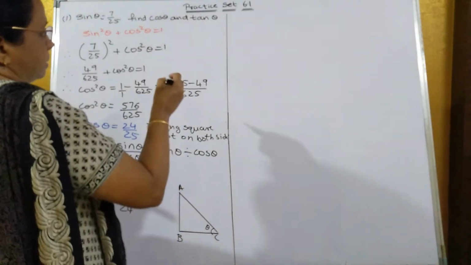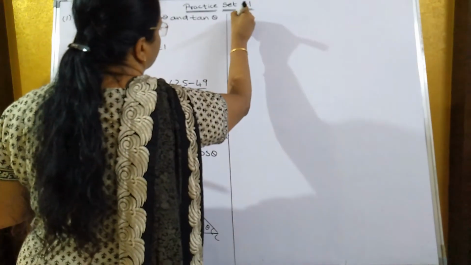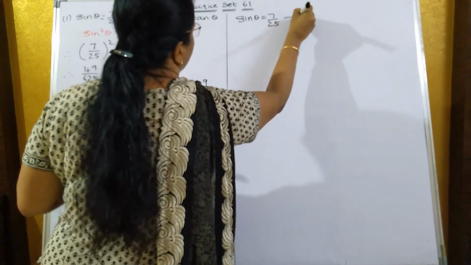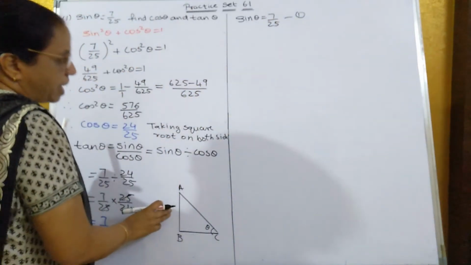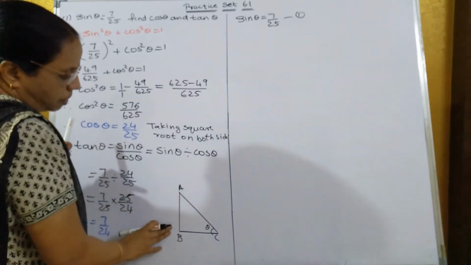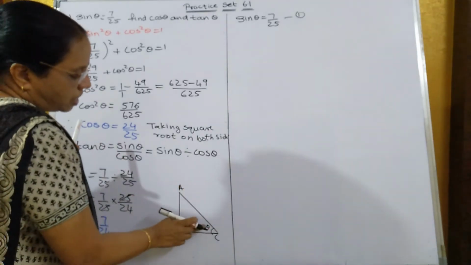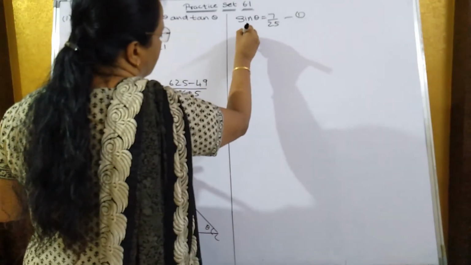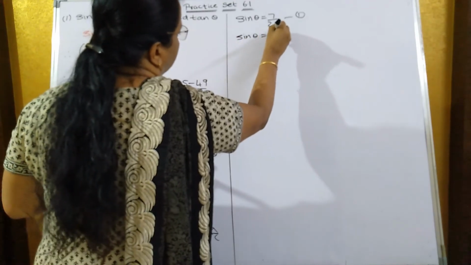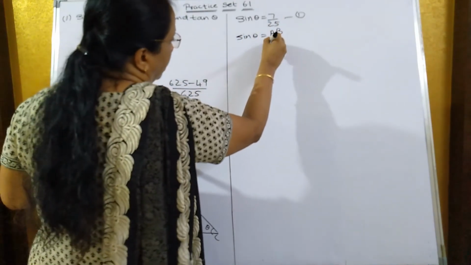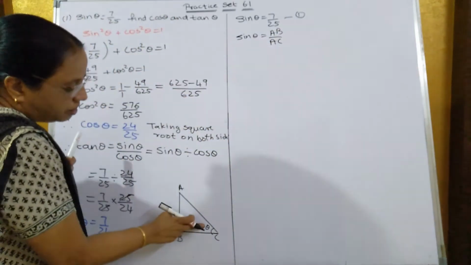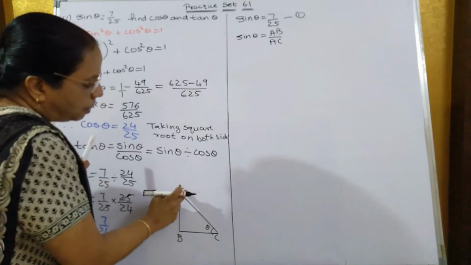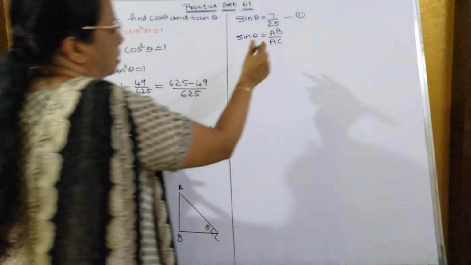Now they have given sin theta is equal to 7 upon 25. Let this be 1. And we know from this diagram sin theta is what? AB upon AC. So sin theta is opposite side upon hypotenuse. So sin theta is equal to AB upon AC. I'll show you once more. This angle we have taken theta, so sine theta is opposite side, that is AB, upon hypotenuse, that is AC. So AB upon AC, let this be 2.